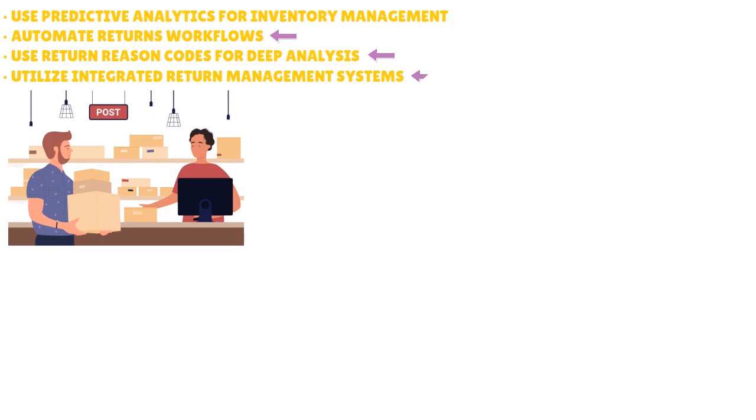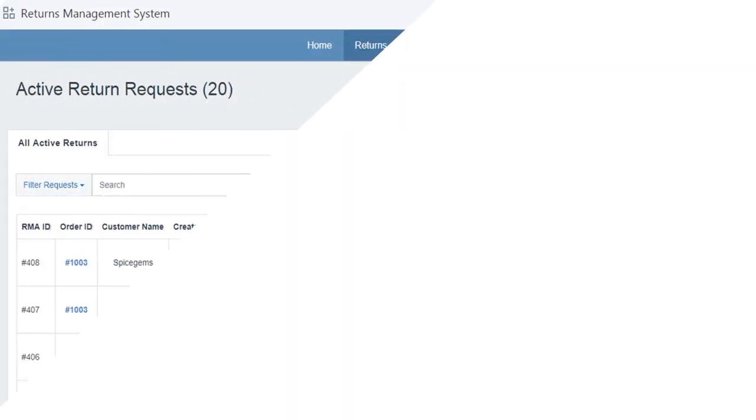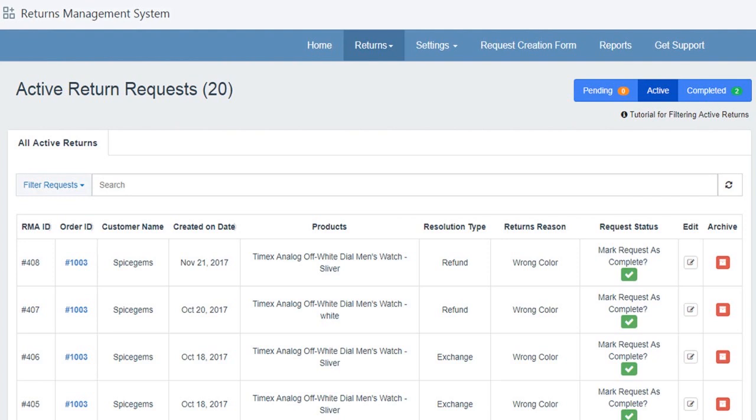And finally, you want to utilize integrated return management systems. That's going to help you big time over time. Consider investing in a return management system that integrates with your existing e-commerce platform, inventory management, and CRM systems. Such a system gives you real-time updates, automates return workflows, and boosts communication between departments. That's really important. So you're able to optimize inventory across the board, by the way. That's really good, especially from a scalability point of view. That's really fantastic.